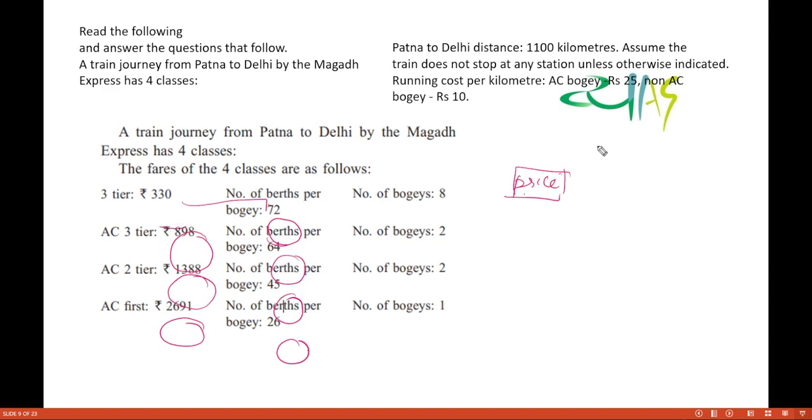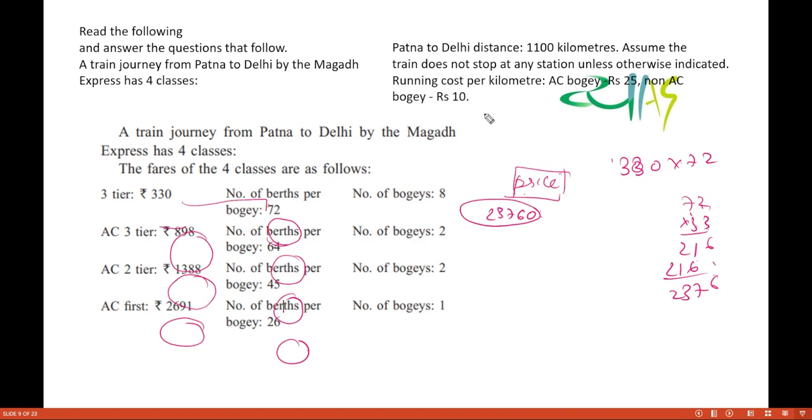Okay, so this is 330 into 72. So basically 72 into 33 you have to multiply. So this will come to be 6, this will come to be 21, this will come to be 216. Okay, so you are getting 23760. Fine. This is the price you are getting per bogie.